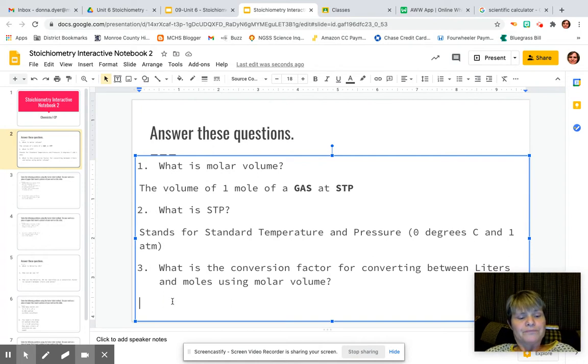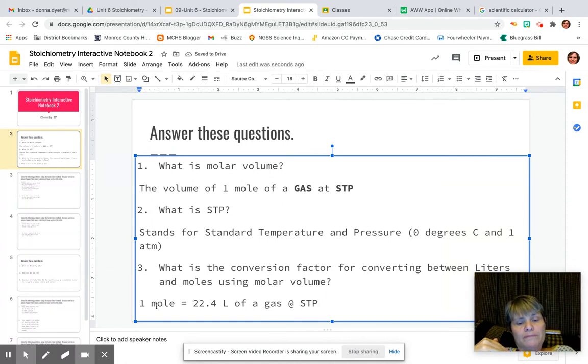And that conversion factor is 1 mole is equal to 22.4 liters of a gas at STP. Okay? So again, whenever we're looking at a problem and we see that it's talking about STP, standard temperature and pressure, we know that it's talking about a gas. And so we know this is the conversion factor that we're going to use. So again, the way that I remember to use this conversion factor is that STP will be in the problem, and that tells me I need to use this conversion factor.